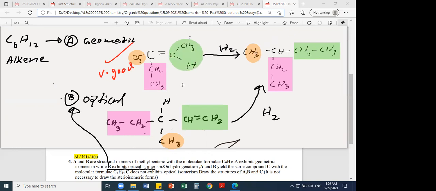Is that clear? You can rotate the molecule in any direction you want, clockwise or anti-clockwise, and by rotating the molecule you can't say it's a different structure. Is that clear? Please reply whether you have understood it or not. From both B and C you get the same structure, C. This is C, right? Clear?